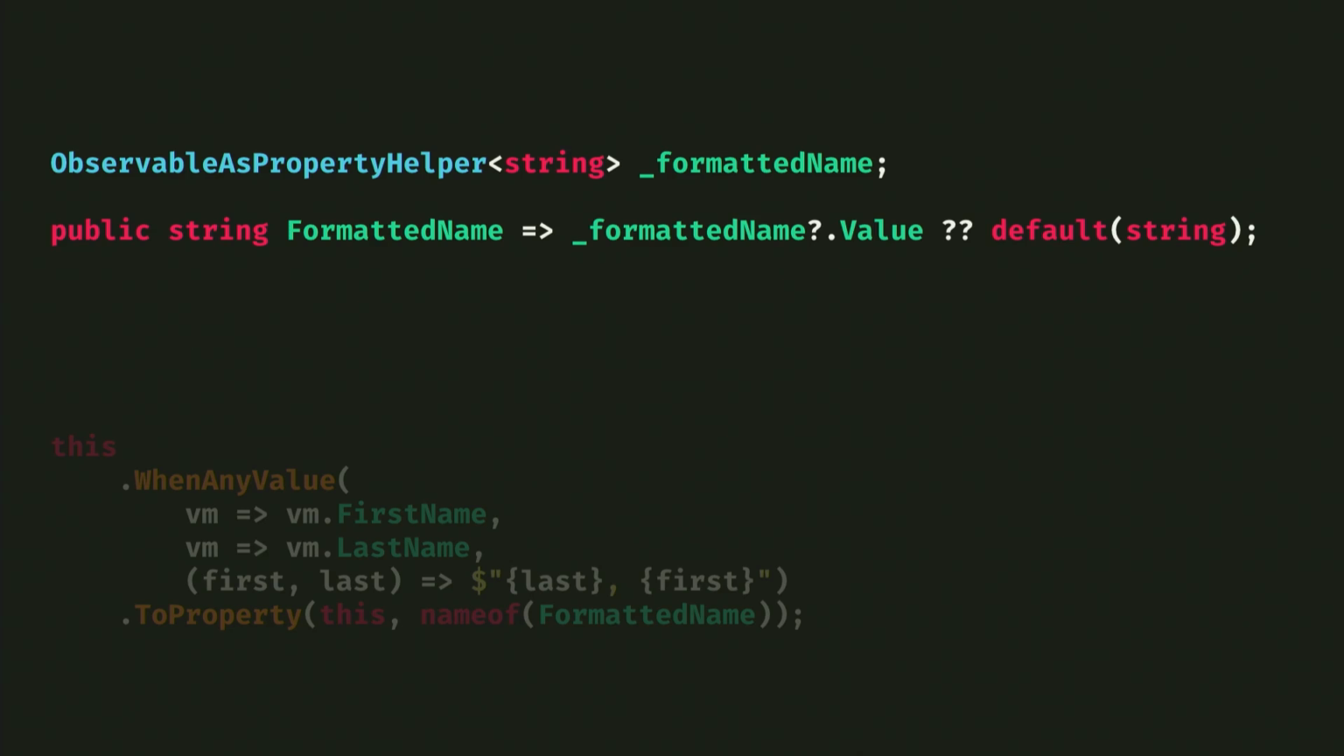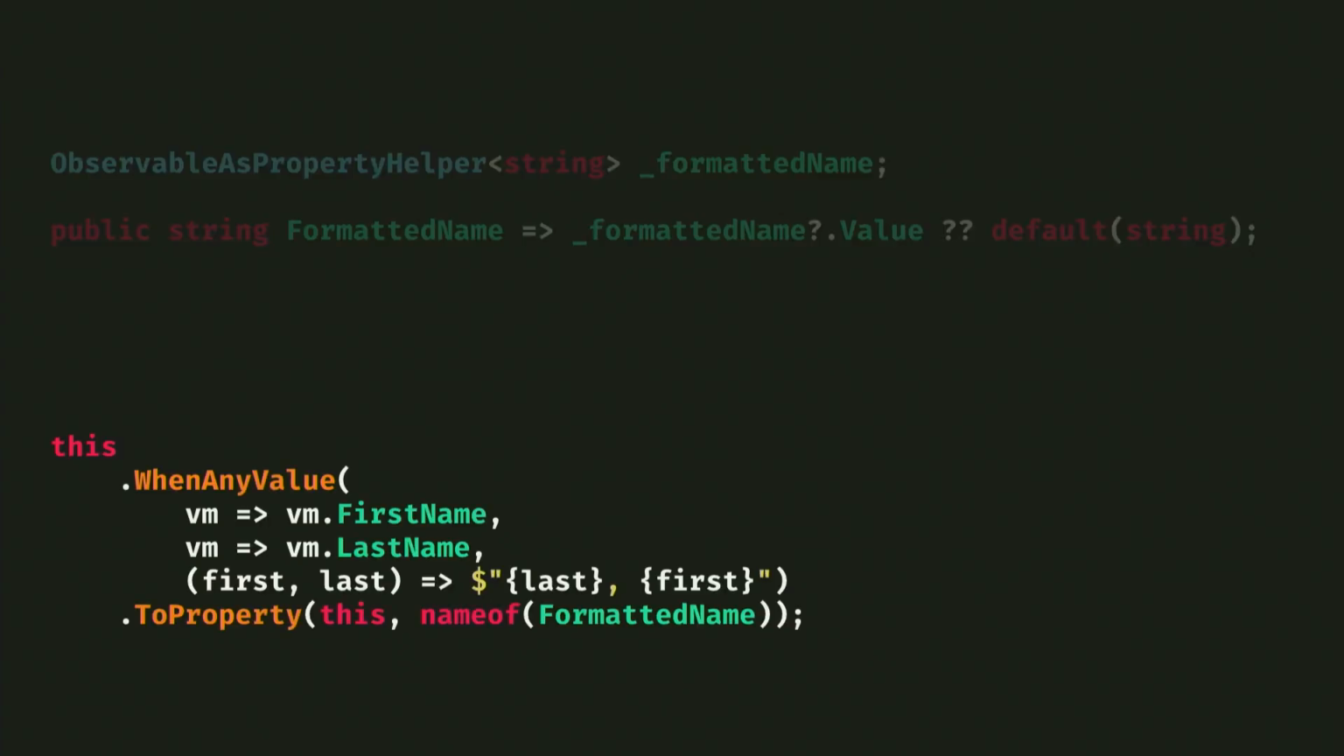If you're doing a traditional iNotify property change, you might have to, inside of the setter for the first name and the last name, make a call out to send a notification for the formatted name. But what we could do with this is just create this new property. It's observable as property helper. You'll see that it's got just a value that we assign to it. It's sort of a read-only property.